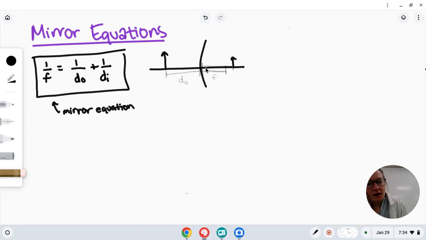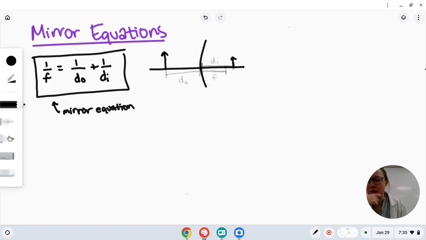We say that the distance here from the vertex of the mirror over to the image, we call that DI. It's your distance to the image. So those are all of our variables that we use to describe all of these different distances here. DO is the distance to the object, F is the focal length, and DI is the distance from the vertex of the mirror to the place where all those light rays converge or would appear to converge to form an image. That's our first equation.